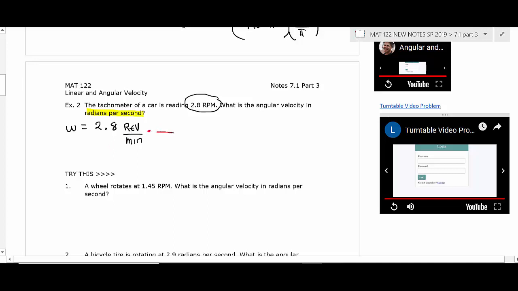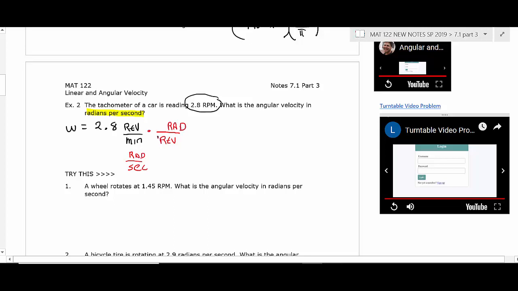So here's what we're going to do. We want our answer to be in radians per second. We don't want it to be in revolutions per minute. So I want the revolutions to cancel out and be converted to radians. Okay? Well, there's a connection there.